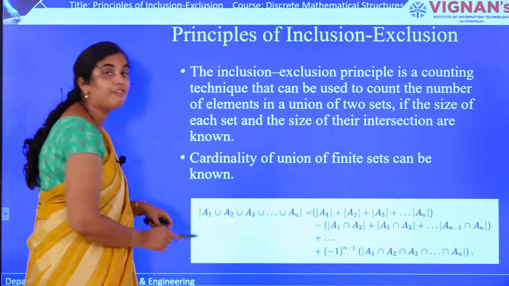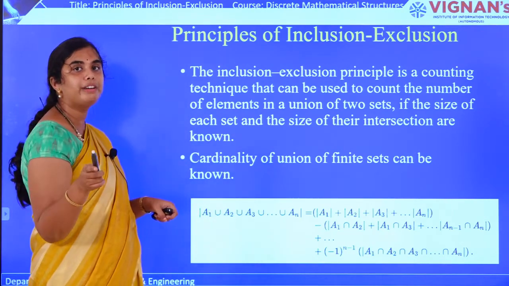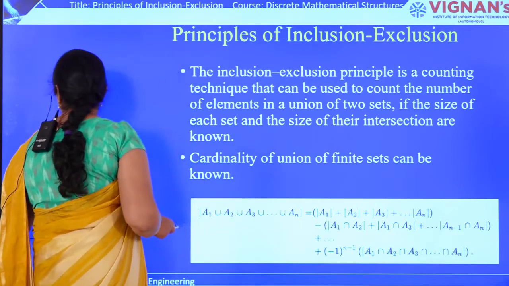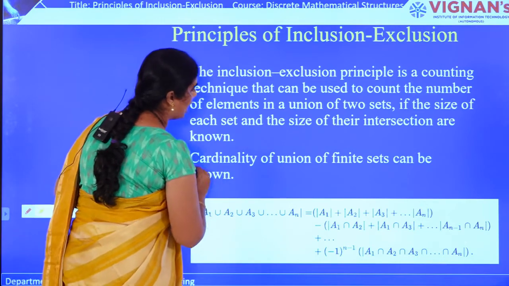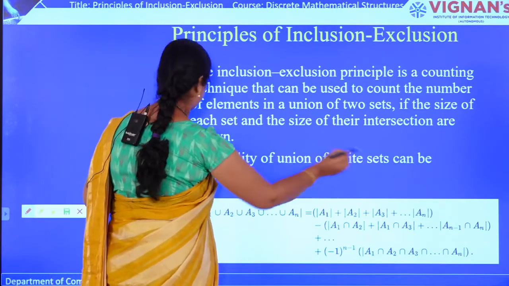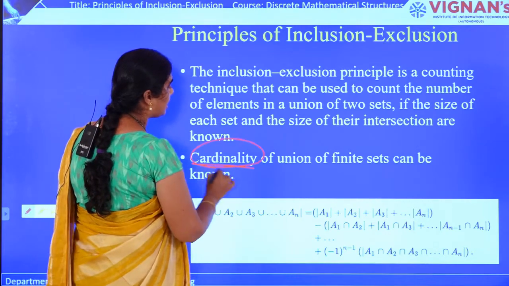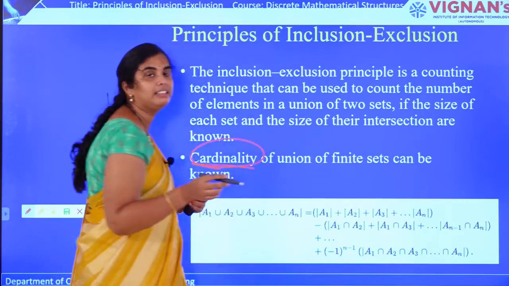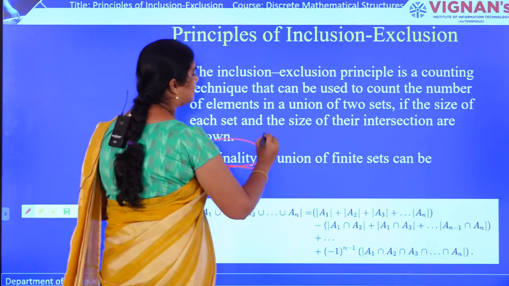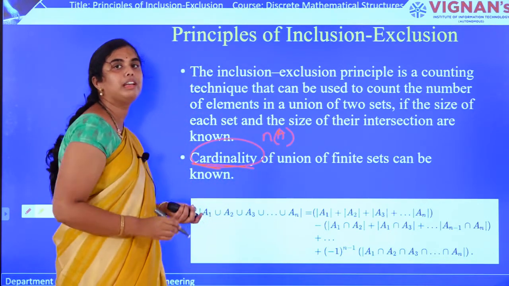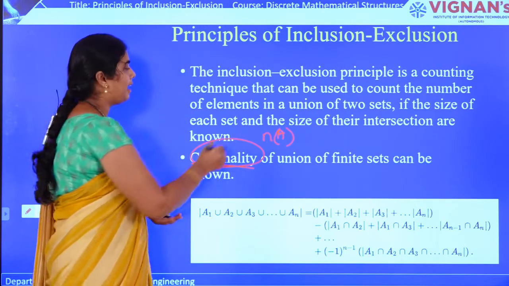In this principle of inclusion and exclusion, you will be knowing the number of elements that are present in the union. As I already mentioned, cardinality of union of finite sets can be known using the principle of inclusion and exclusion. What is this cardinality? Cardinality means finding the number of elements. Cardinality can be denoted by n of A.